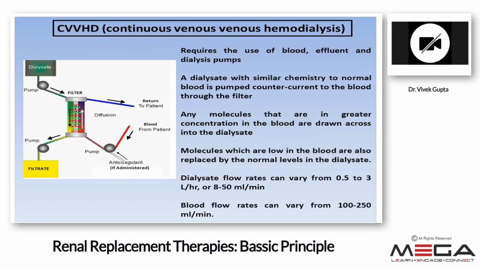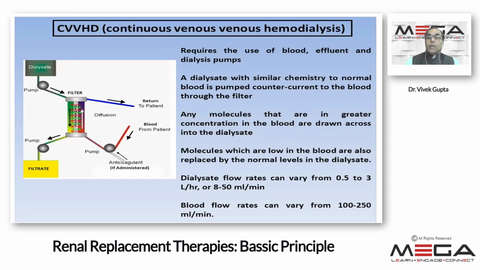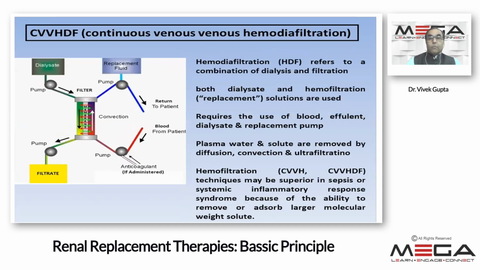So continuous veno-venous hemodialysis, CVVHD, is basically nothing but the dialysis we do with intermittent hemodialysis or SLED. Here it is diffusion which is taking place, and it requires blood, effluent, and dialysate pumps. And we need a dialysate solution. Here we are taking out a small volume, and you can set the dialysate flow rate and blood flow rate. Usually we keep 100 to 250 ml, usually 100 to 150 ml.